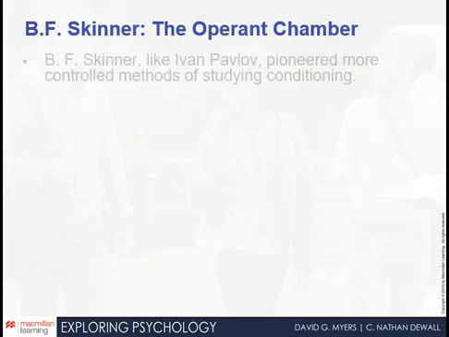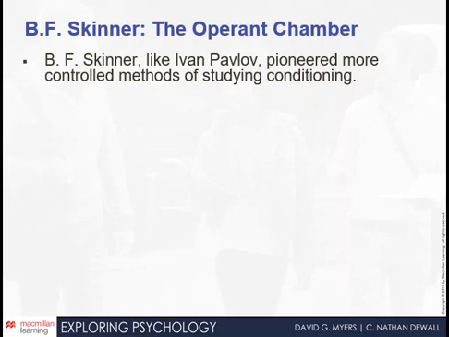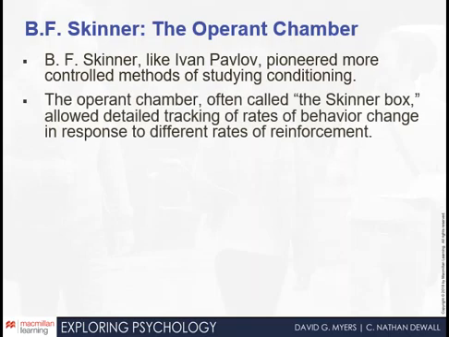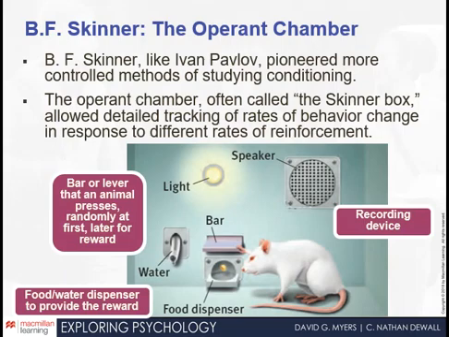B.F. Skinner developed the operant chamber. Like Pavlov, he pioneered more controlled methods of studying conditioning. The operant chamber, often called the Skinner box, allowed detailed tracking of rates of behavior change in response to different rates of reinforcement. So what we have here is an example of a Skinner box. We have the rat's little paw on the bar that you press, light for stimuli, water and a food dispenser, and for audio sound we have a speaker. So the bar or lever the animal presses randomly at first, later for reward, the food and water dispenser to provide the rewards, and the recording device. So by putting an animal in the operant chamber, or the Skinner box, they're able to track their responses as they relate to reinforcers or rewards.